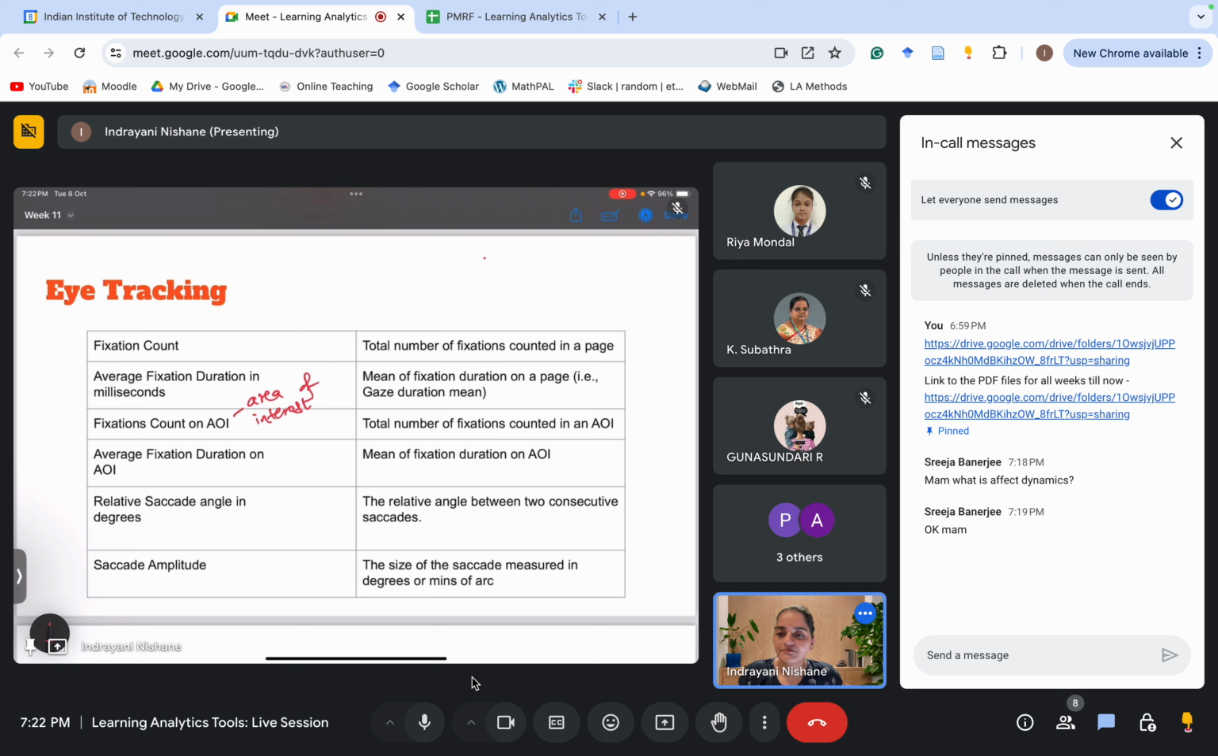The relative saccade angle is the angle between two consecutive saccades. I'm reading one line, that is one saccade, then I'm reading a second line, then there is some image and I'm looking at that image from left to right. The difference in those saccades, or long gazes, is the relative saccade angle. Saccade amplitude is from this point to this point, measured in degrees or minutes of arc. All this information will tell us for how long, and which information on our given page, the student is paying more attention to.